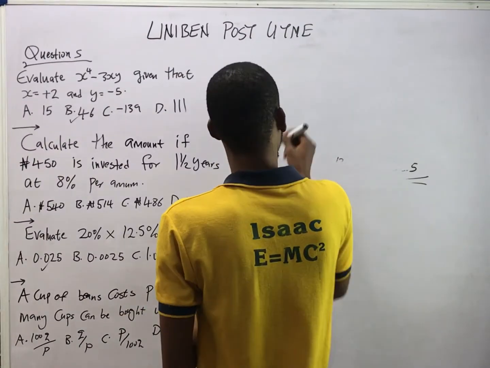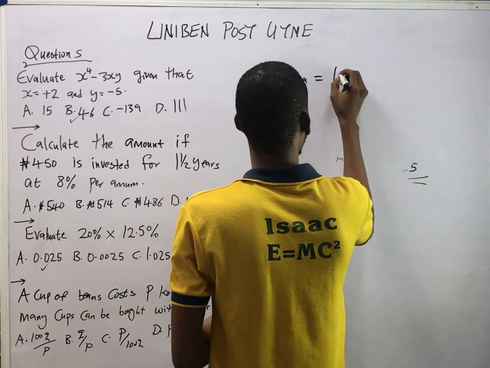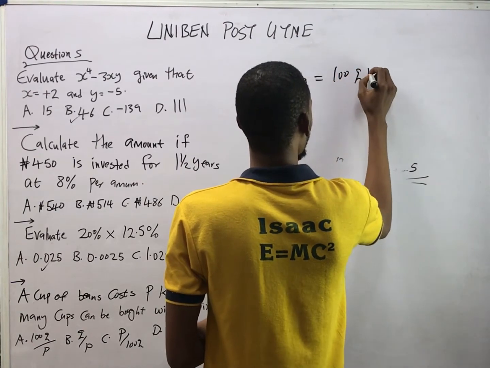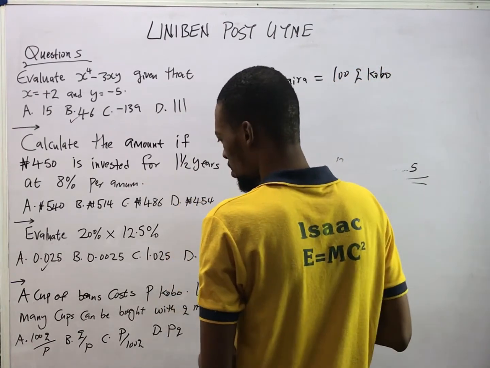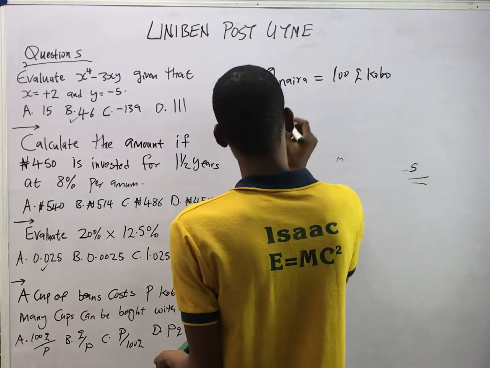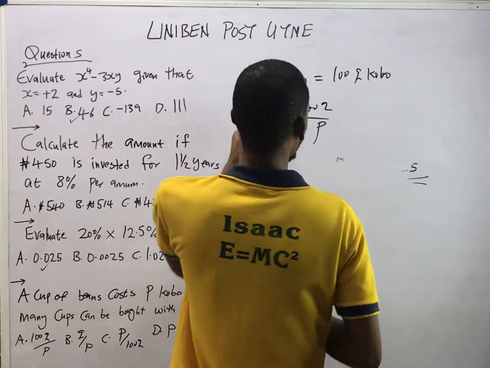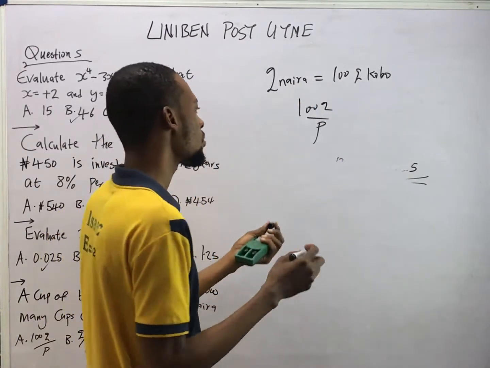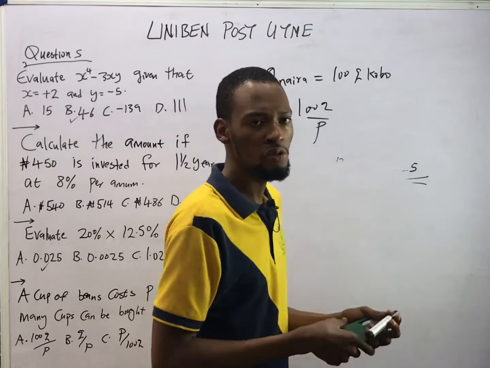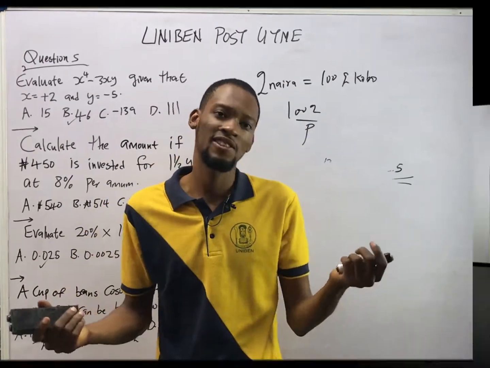For this question, Q naira is equal to 100Q kobo. So in that case, the number of cups to be bought is simply 100Q over P, since Q naira is equal to 100Q kobo. So it's a very simple question. Just convert the naira to kobo and put it here. That is just it.